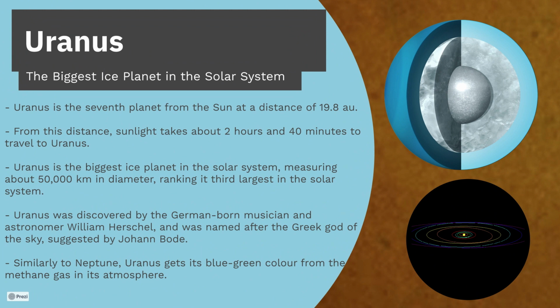Uranus. Uranus is the 7th planet from the Sun and lies at a distance of 19.8 AU. From this distance, it takes sunlight about 2 hours and 40 minutes to reach the planet. Uranus is the biggest ice planet in the solar system, measuring over 50,000 kilometers in diameter and ranking 3rd largest in the solar system. Discovered by a German-born musician and astronomer, William Herschel, the planet was named after the Greek god of sky, which was suggested by Johann Bode. Similarly to Neptune, Uranus gets its blue-green color from the methane gas in its atmosphere.